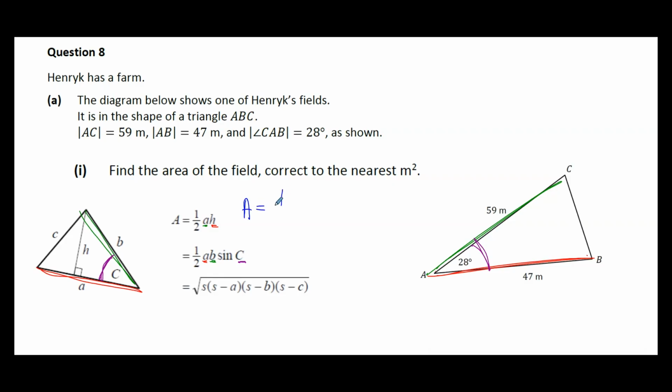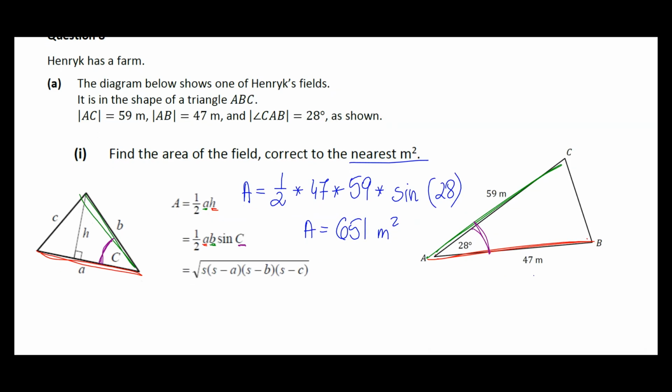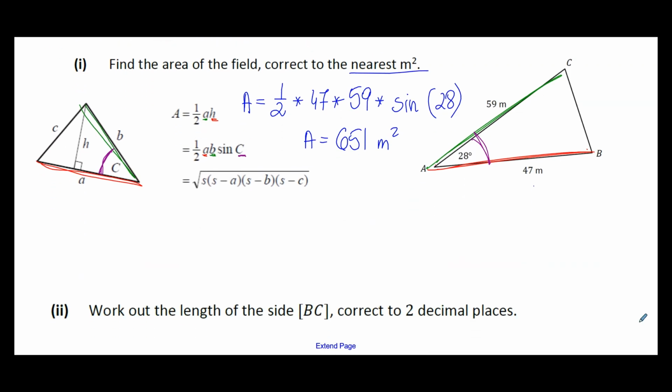So the area here will equal a half multiplied by A. Now, does it matter which is A, which is B? No, it doesn't matter because we are multiplying them. Then B, let's say 59, and multiply that by the sine of angle 28. We put that in the calculator, we press equal, and to the nearest square meter, we get 651. Okay, so that was easy enough. Let's have a look at the next part of this question.